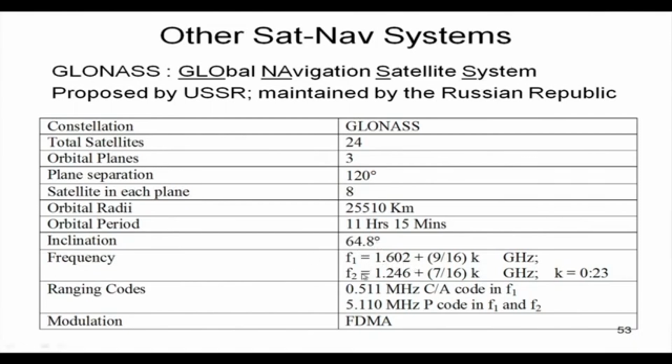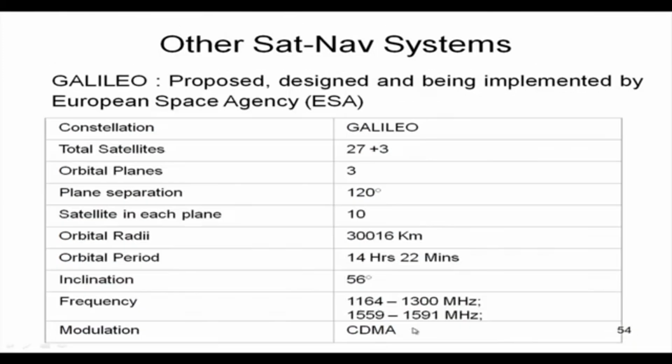And they are transmitting 2 frequencies. Of course, now they have changed. This is an FDMA technique they used, and the ranging codes are the C/A code, which is coarse acquisition code, and the P code, which is precision code. These are also used by GPS. I have not mentioned it earlier, so their frequencies are mentioned, and modulation is FDMA. But now they are changing over to CDMA.